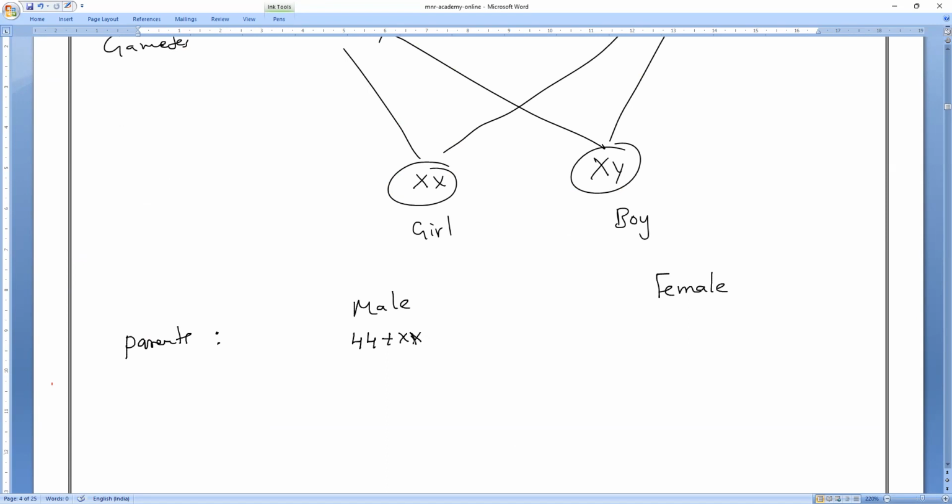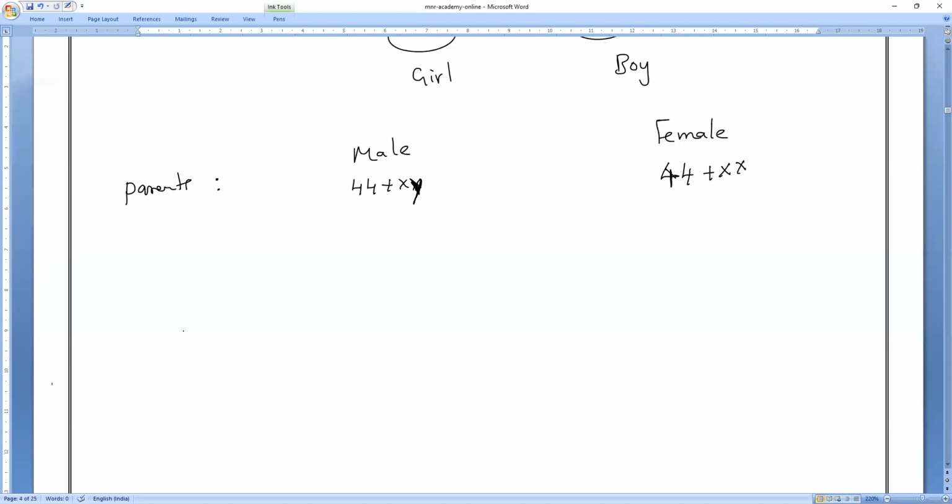Sorry, 44 plus XY. Write it. 44 plus XY. And the female also contains what? Everyone? 44 plus XX. Understanding? And when they are forming the gametes, the chromosomes are equally distributed. What is that? Everybody speak loudly.